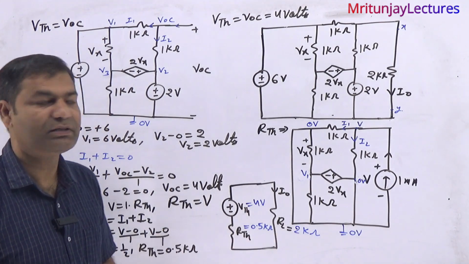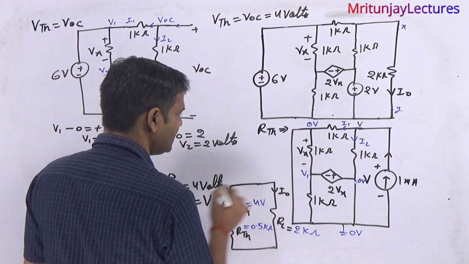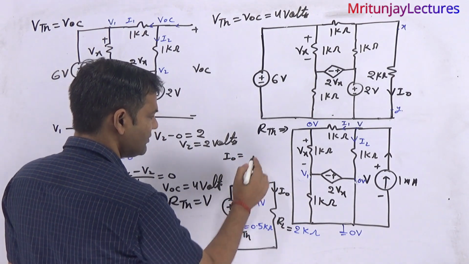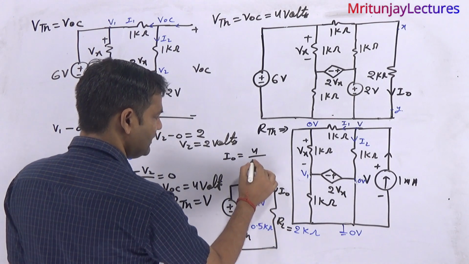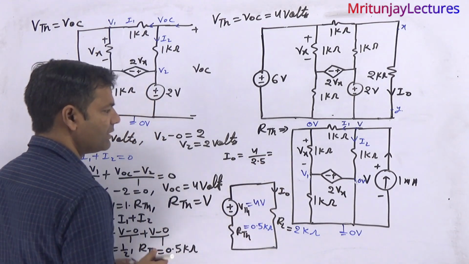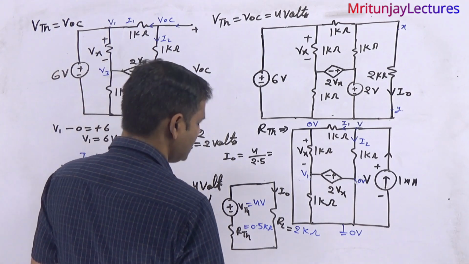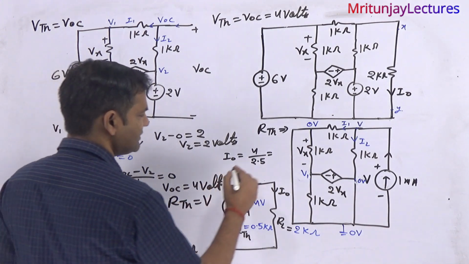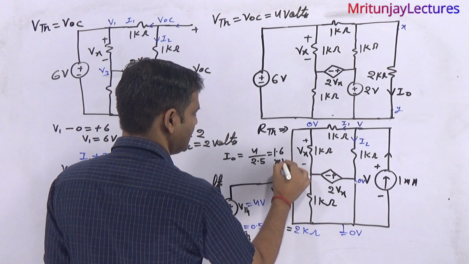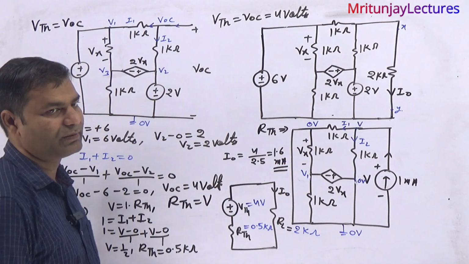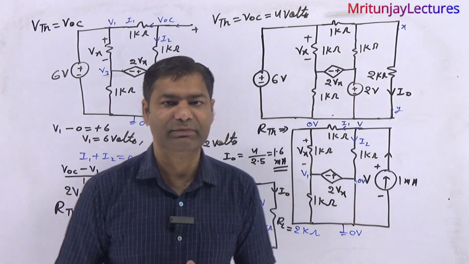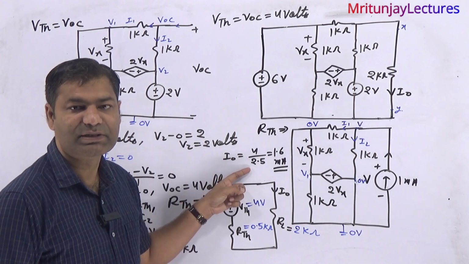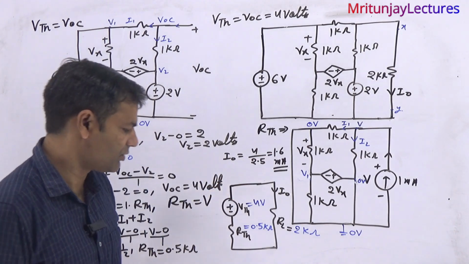Our target is to determine I naught. So what about I naught? I naught is written as VTH divided by the total resistance, so 4 divided by 2.5, which is 40 divided by 25. 40 by 25, or you can say 8 by 5, and 8 by 5 means 1.6 milliampere. Clear or not?